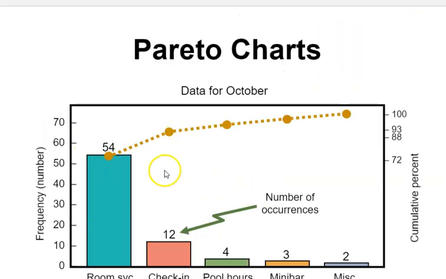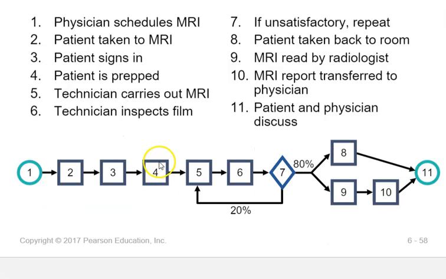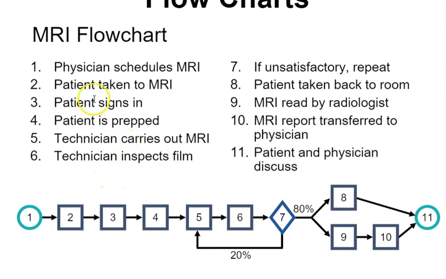Another parallel chart example here, an example of a flow chart. This is for an MRI flow chart. So the physician schedules the MRI, the patient is taken to the MRI, patient signs in, signs the papers and is prepared.